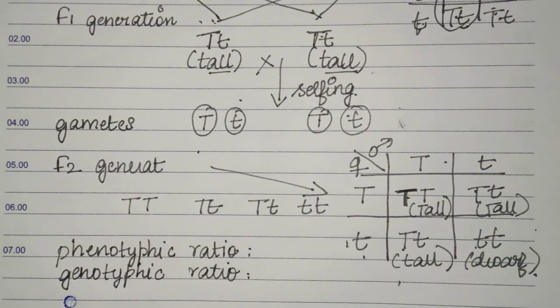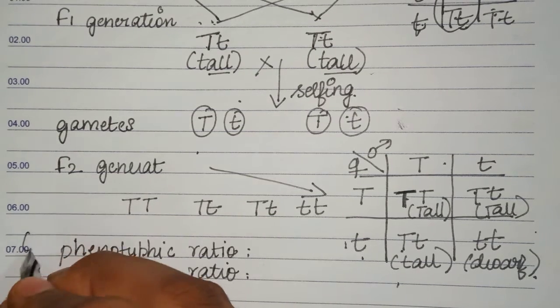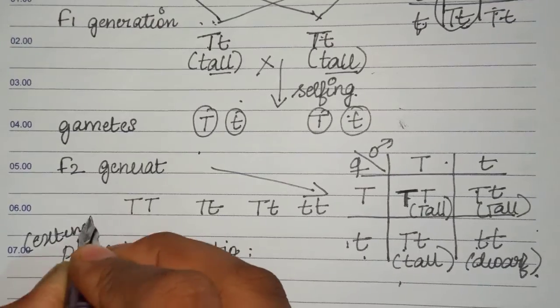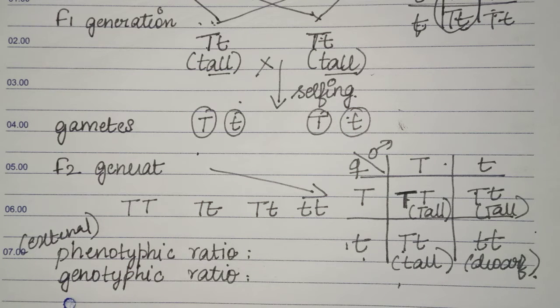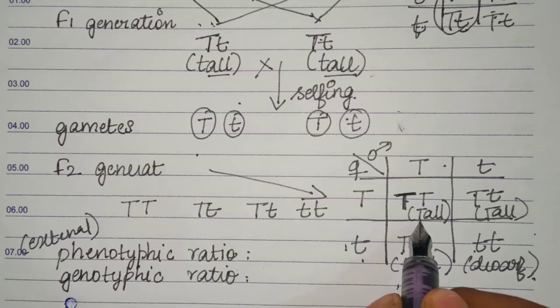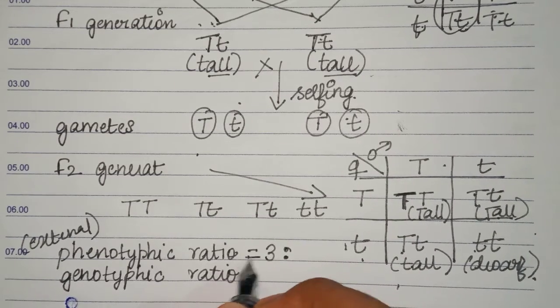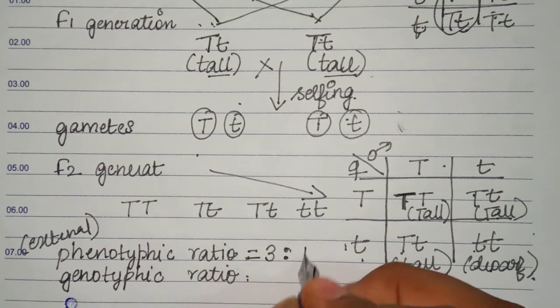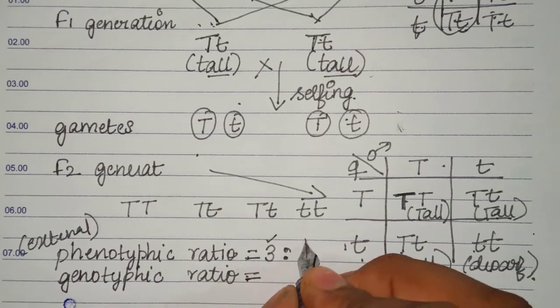Phenotypic ratio: pheno means the external character. You should only look at external things, like tall and dwarf. You can say whether it's a tall plant or a small plant. So what you can observe externally is the phenotypic ratio. That is tall, tall, tall, so you got 3 tall, so let me write 3, and 1 is dwarf, so I'm writing 1. So I got 3 tall and 1 dwarf.